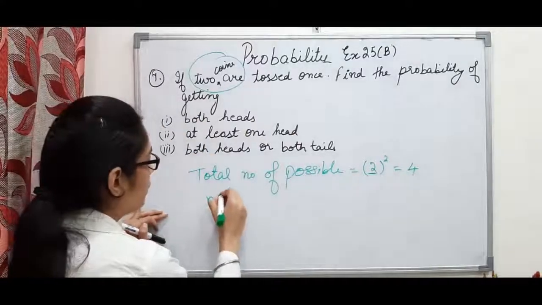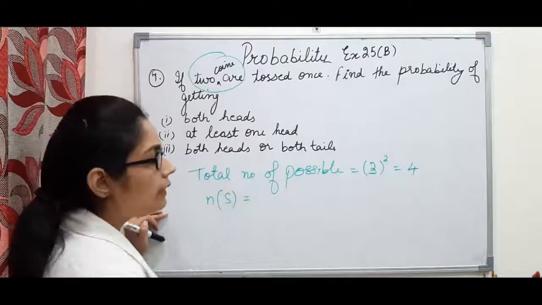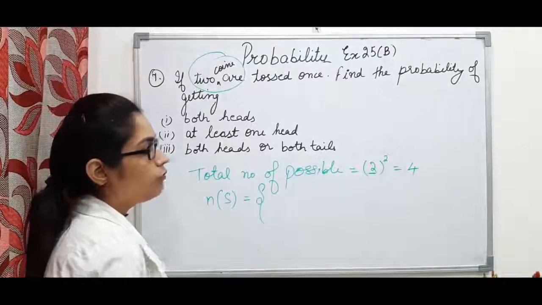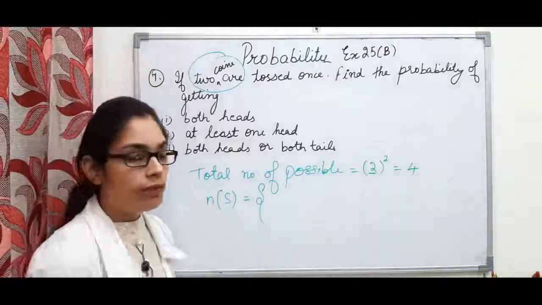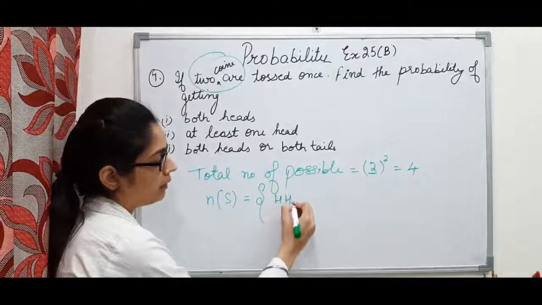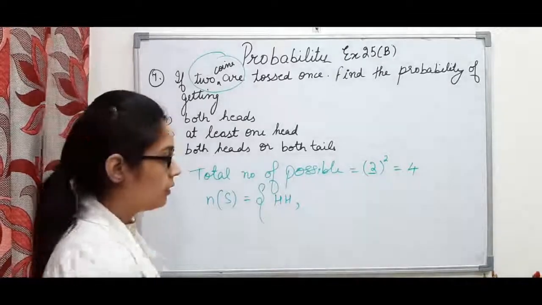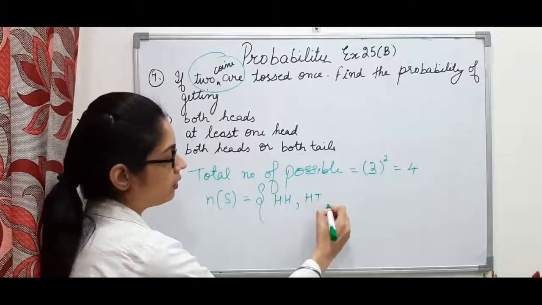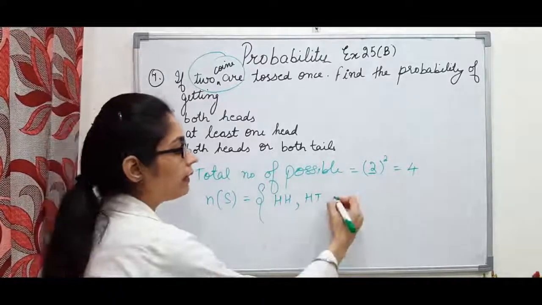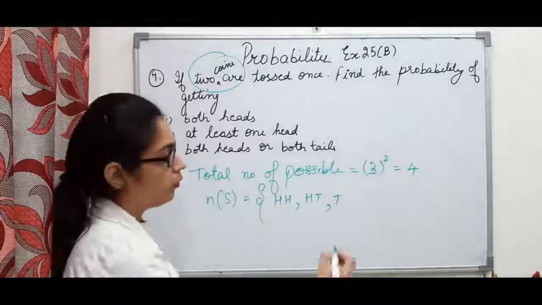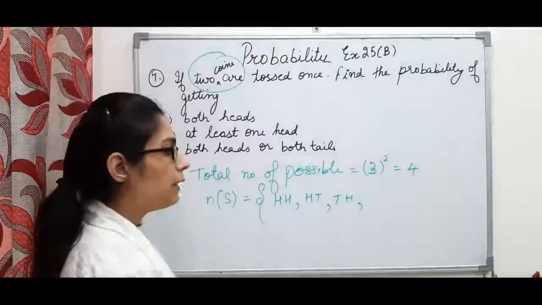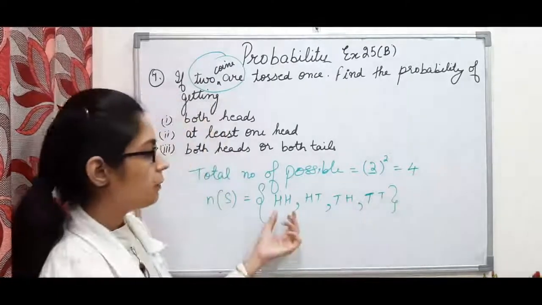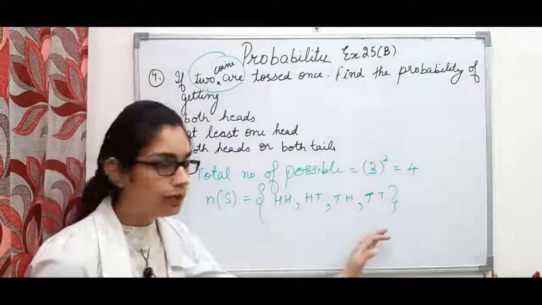So let's create the sample space also. Sample space means the arrangement of all the elementary events. If I am tossing 2 coins, what will I get? Maybe I will get head on both coins. Maybe I'll get head on the first coin and tail on the second coin. Or maybe tail on the first coin and head on the second coin. And maybe I can get tail on both coins. So this is my sample space, the arrangement of all the elements.